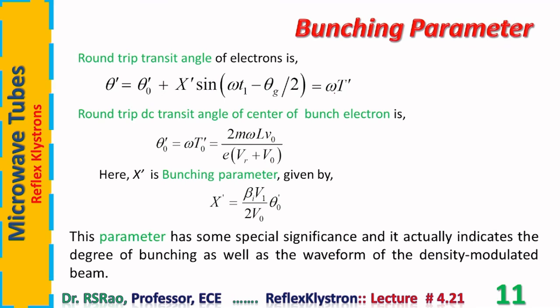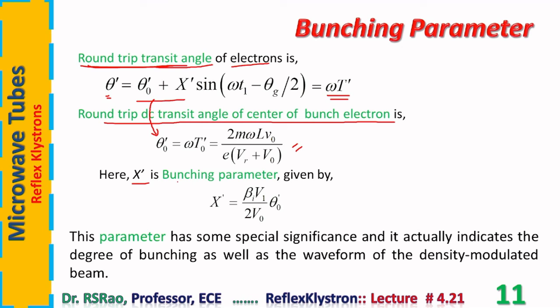If we multiply T prime with omega, it gives an angle. That angle is denoted by theta prime here. It is actually round trip transit angle of electrons. It can be found equal to theta0 prime plus X prime sine of omega T1 minus theta G by 2. In this expression, there is theta0 prime. What is it? This is round trip DC transit angle of center of bunch electron. It is equal to omega T0 prime equal to 2m omega L V0 by e(VR plus V0). The meaning of all these symbols has been given several times by now, so I don't think they need to be explained again.